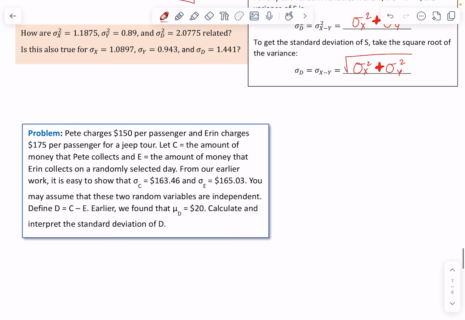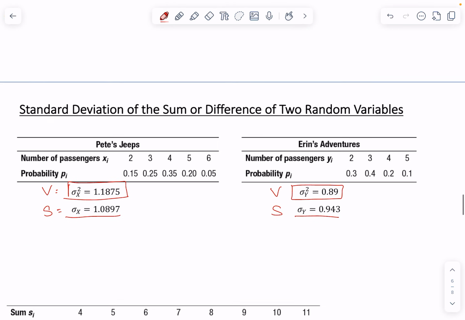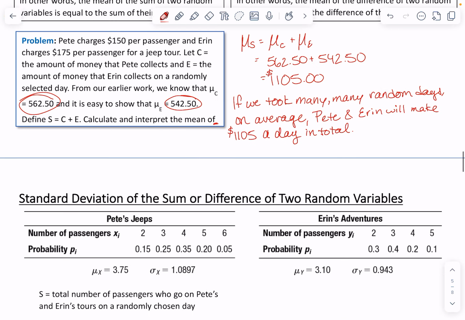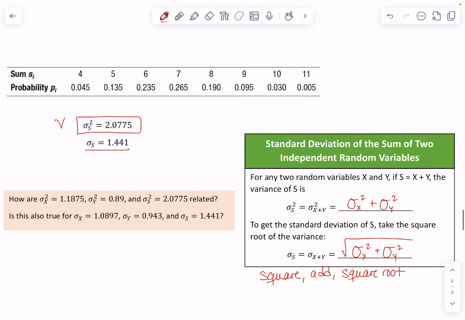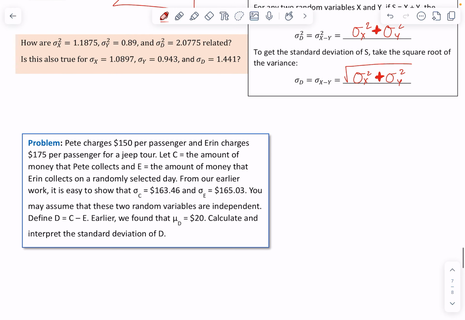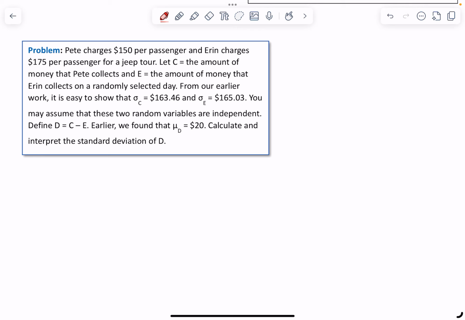Okay, Pete charges $150 per person. We got that already. Hold on, sorry. Just going back, did we find the difference before? No, we only found the sum. Sorry about that, and sorry that I'm scrolling so much. I just got thrown for a loop when they said earlier we found that the difference was $20. If I had my PowerPoint, we would have done it. But anyway, we found that the mean difference between Pete and Aaron is $20.